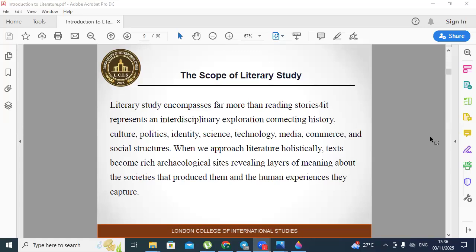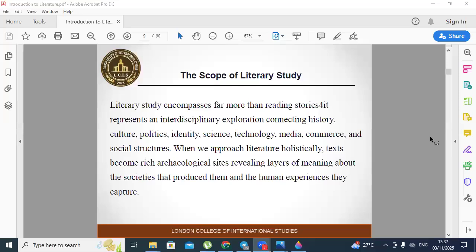So when we approach literature historically, texts become rich archaeological sites, just as archaeologists excavate layers of earth to understand past civilizations. We excavate layers of meaning in texts to understand the society that preceded them and the human experiences they capture. Literature isn't isolated from these other domains, it is deeply connected to all of them.